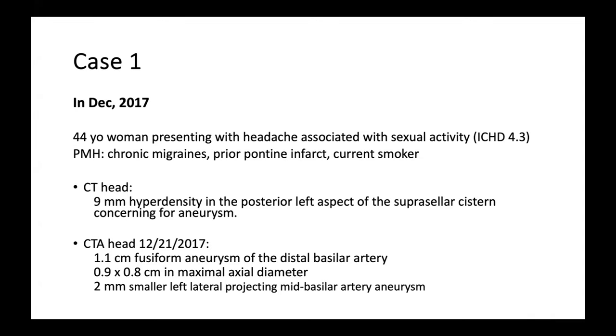The first scan, the CT head, did demonstrate a 9 millimeter hyperdensity in the posterior left aspect of the suprasellar system. And the CTA confirmed a 1.1 centimeter fusiform aneurysm of the distal basilar artery with axial diameters of 0.9 and 0.8 centimeters. She also had a smaller 2 millimeter laterally projecting basilar artery aneurysm.